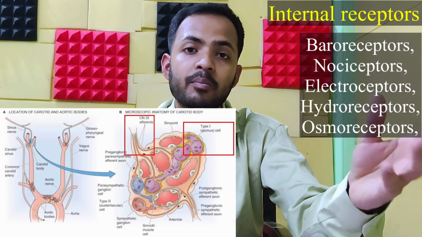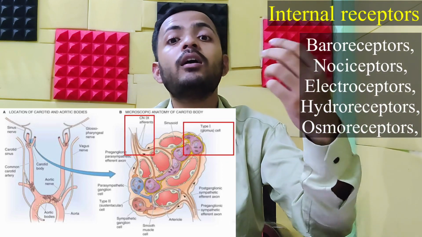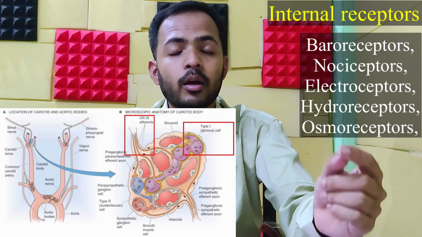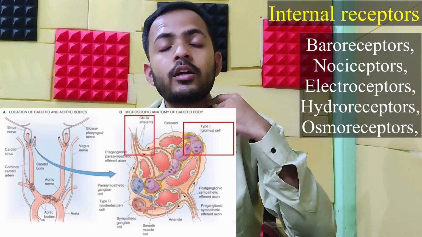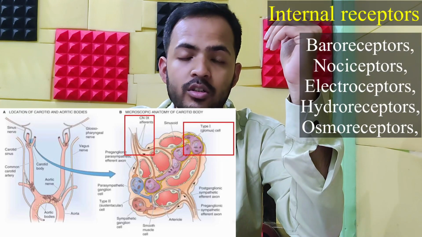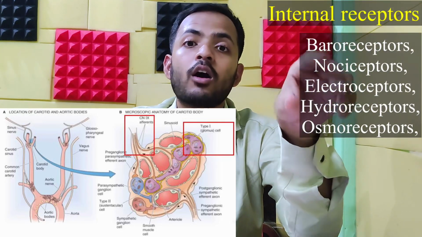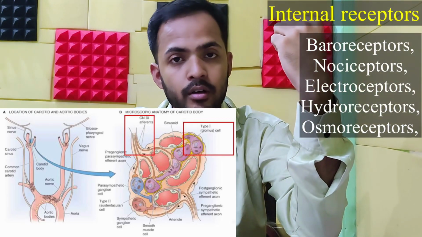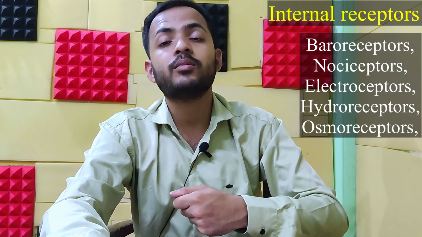Now in internal receptors, first of all you're going to find baroreceptors or baroceptors. These detect the pressure inside of the arteries and veins. For example, in our aortic body or carotid body there is our glomus cell. Glomus cells act as baroreceptors which detect the pressure changes along with the oxygen and carbon dioxide concentration in the blood. Now the nociceptors. These nociceptors are present in the internal organs for detection of visceral pain.